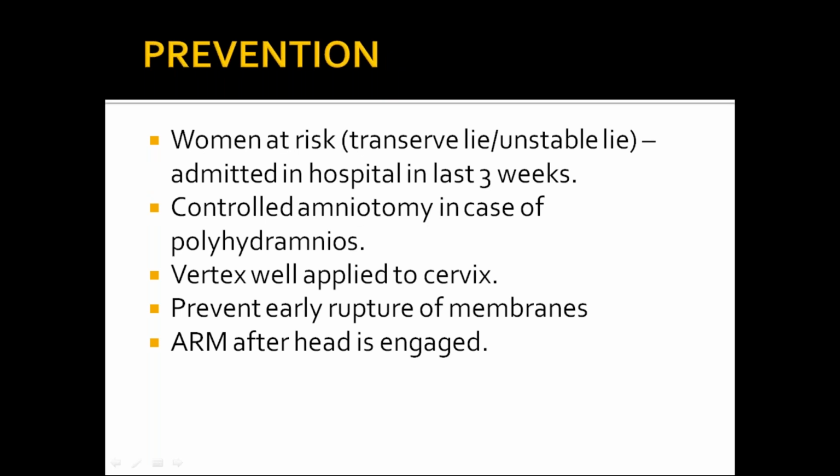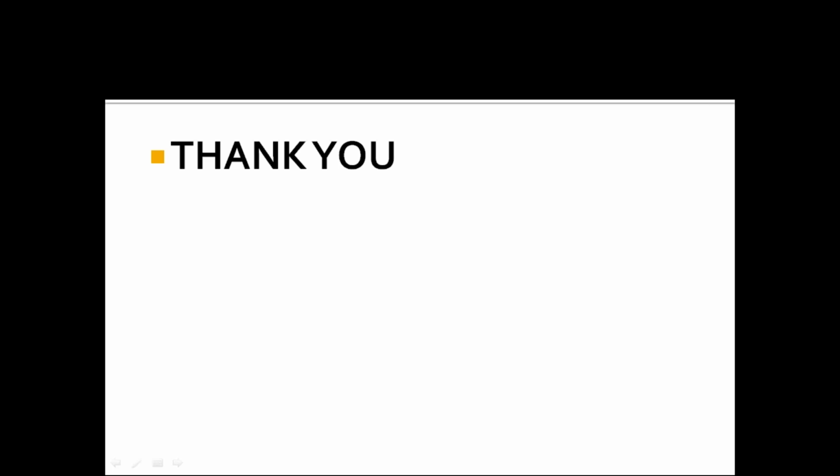Women at risk are, how can we prevent it? Transversely unstable lie, they should always be admitted 3 weeks before the date of delivery. Controlled amniotomy, that is controlled rupture of membranes, to be done in case of polyhydramnios. Vertex well applied to the cervix. Prevent early rupture of membranes by keeping the patient on bed. And do rupture of membranes only when the head is engaged, because if the head is unengaged, there are more chances for cord prolapse.